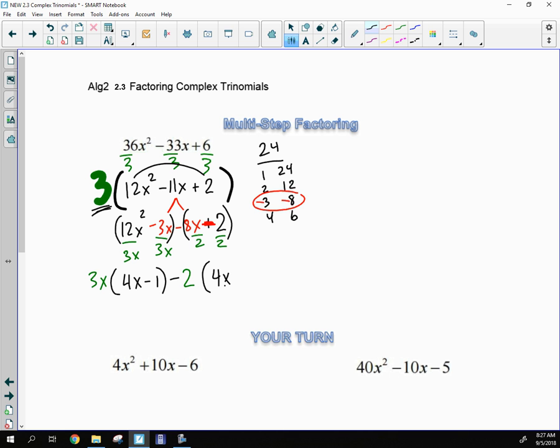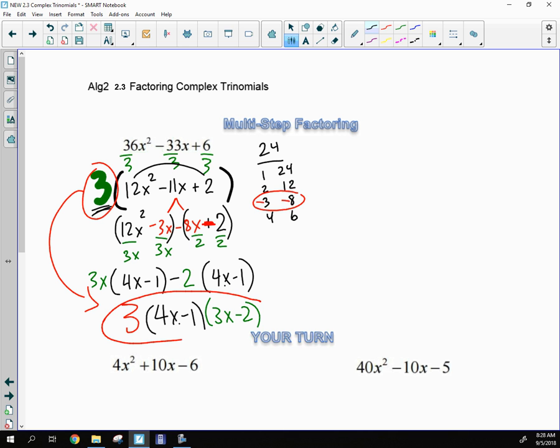And then we bring this guy back into the very front of our problem. So this would be our final answer. Now if you forget to put the 3, which a lot of people do, it completely changes the problem. You should be able to FOIL this back and end up with 36x squared minus 33x plus 6. So if that 3 is missing, you're going to end up with 12x squared minus 11x plus 2, which is not the same problem. So you've got to remember, if there's a GCF, you got to carry it down into the final part of your answer.